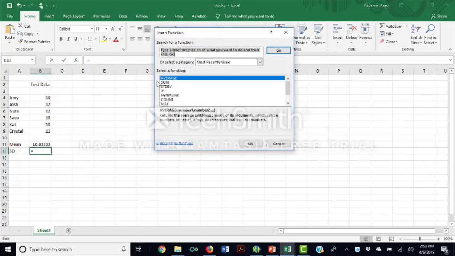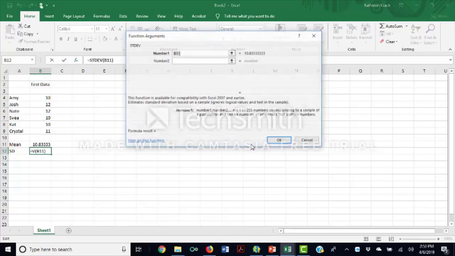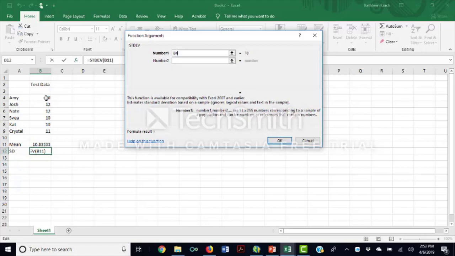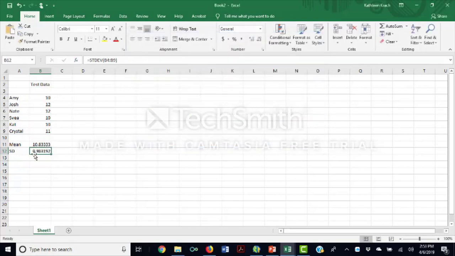We go to FX. So I have standard deviation in my normal list, but if you don't, you can always put that in your search term, find it, and go from there. So I hit standard deviation. We are going to be looking for the standard deviation between these numbers, and so that's what we want. We want between 10, 12, 12, 10, 10, 11. So we've got that. We hit OK. And our standard deviation is 0.98.